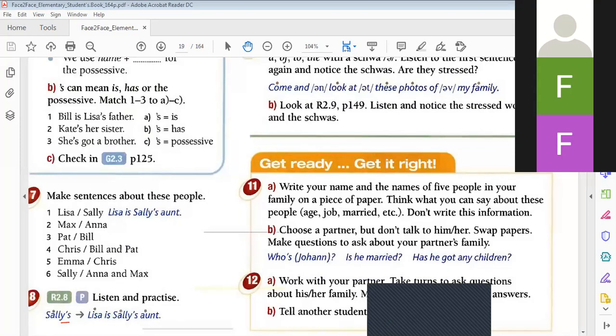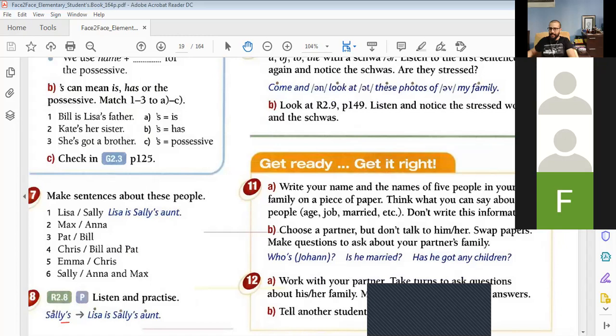So let's listen. Recording 2.8. Sally's. Lisa is Sally's aunt.